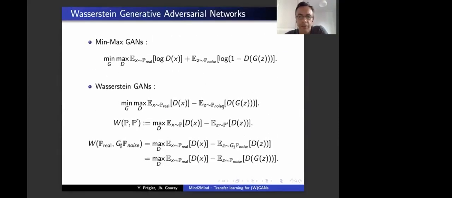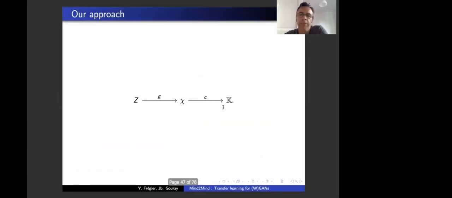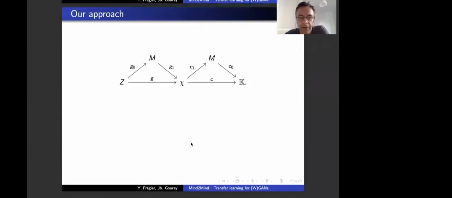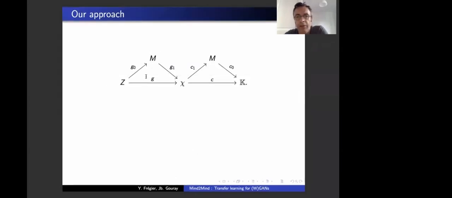So now you understand what is Wasserstein GAN. So now let's apply. Here is our approach, MineGAN, for doing the transfer learning. So the idea is simply to factor everything out. So here we factor the generator and the critic, or discriminator if you want, by M.